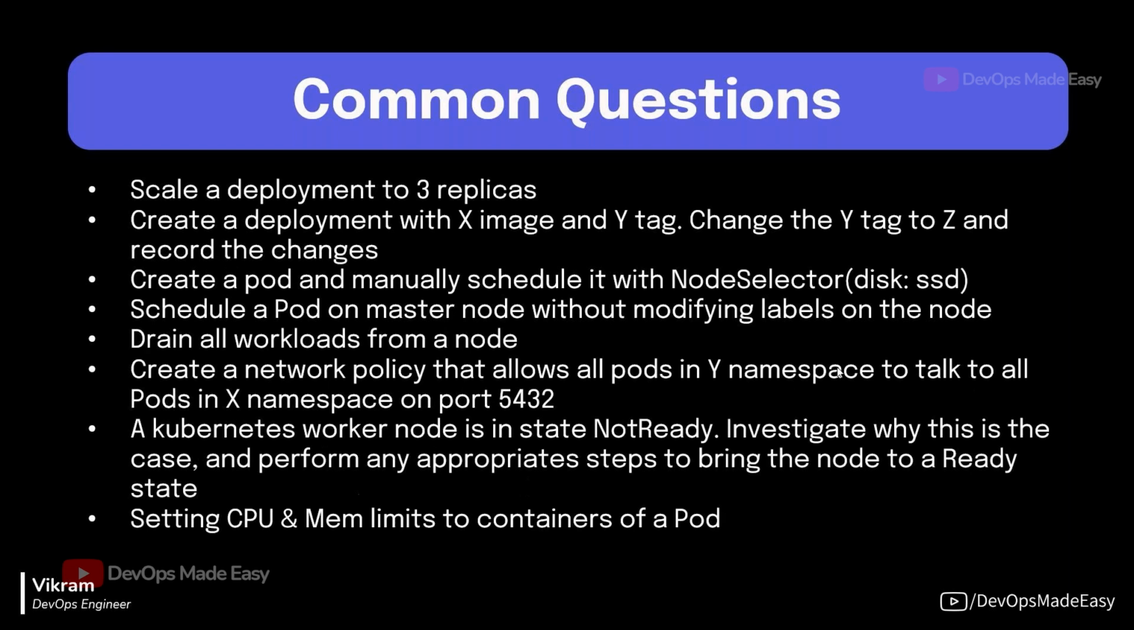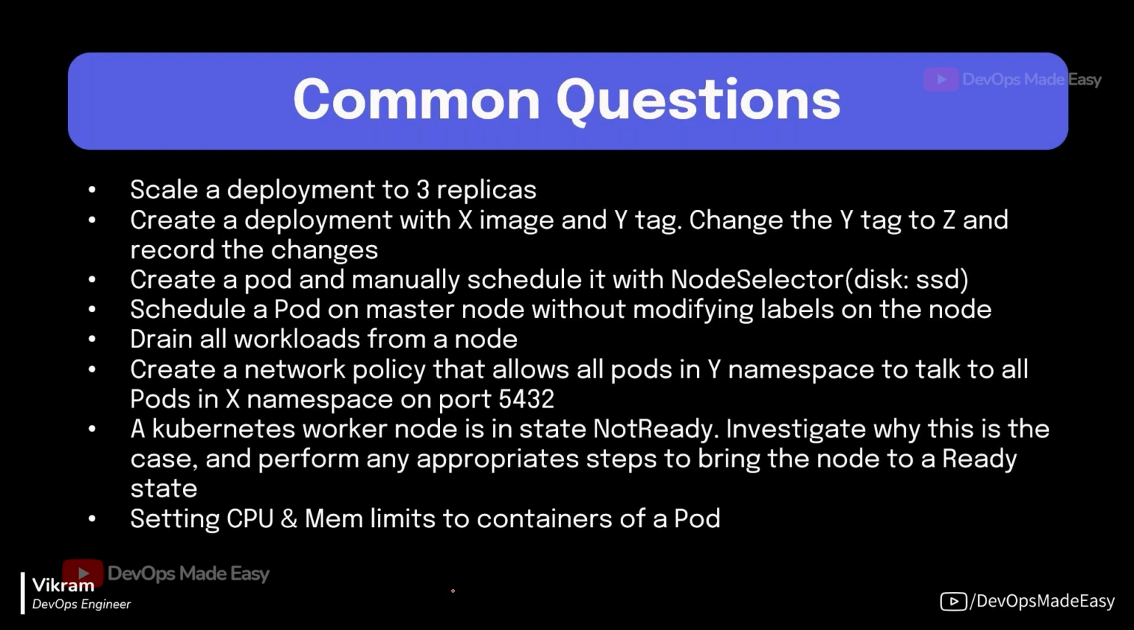So here the specifications we also need to follow, right? Exactly. Anyways, it is all copy paste work only from kubernetes.io. Like scaling a deployment to 3 replicas, create a deployment with X image and Y tag, and later they'll ask you to change the tag to some value, and they'll ask you to record the changes.